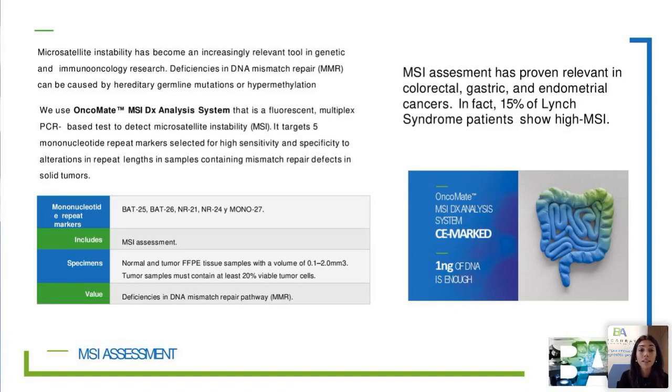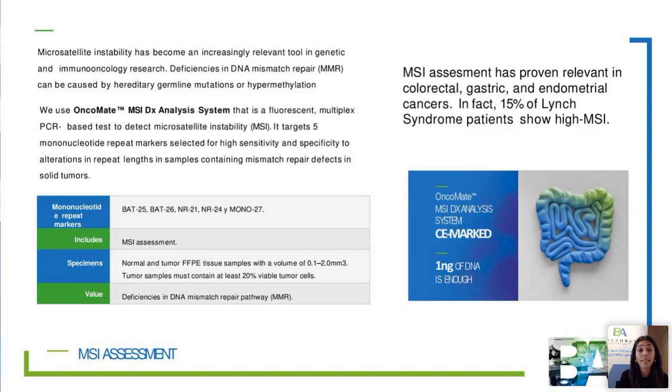These are the 5 markers that we will be able to check, and the value of the test is here. When we find changes in 2 or more markers, then we say that we have high microsatellite instability. If we just find changes in the length of one biomarker, then we have a low microsatellite instability sample. And if we don't find changes, then we can say that there is no microsatellite instability in this sample.